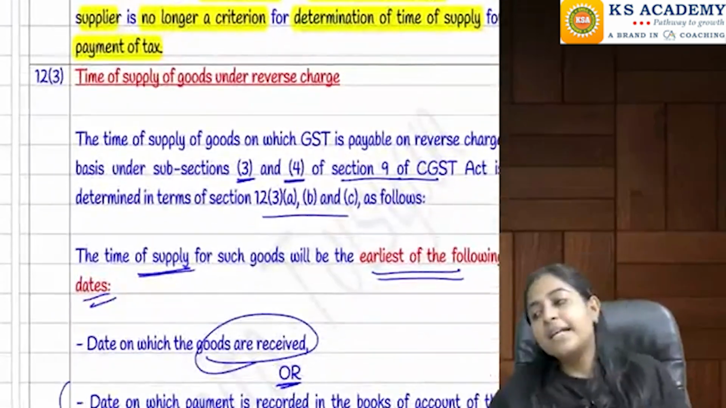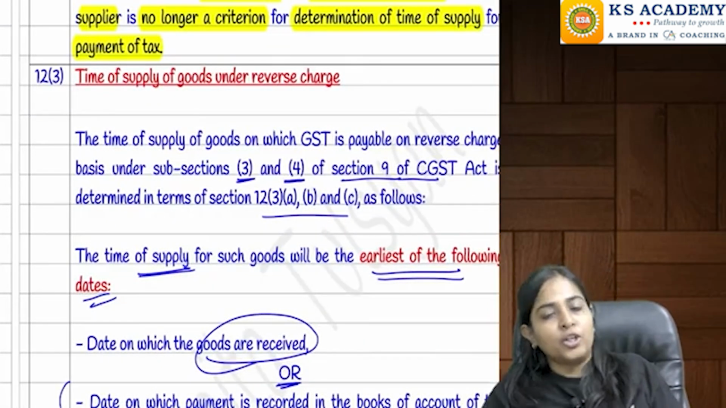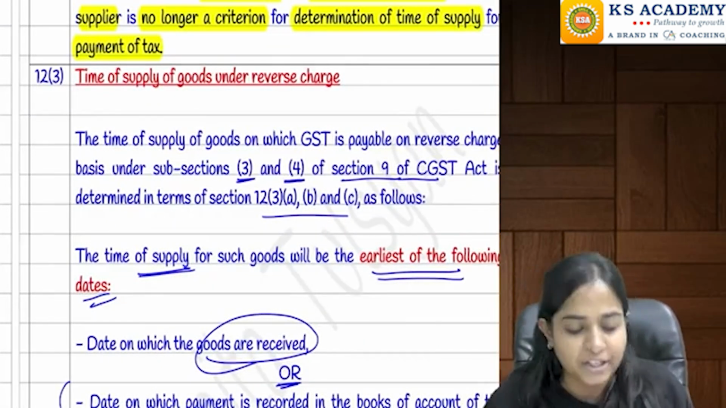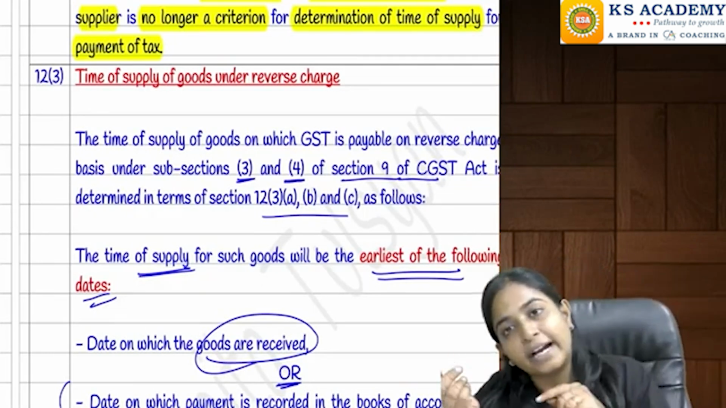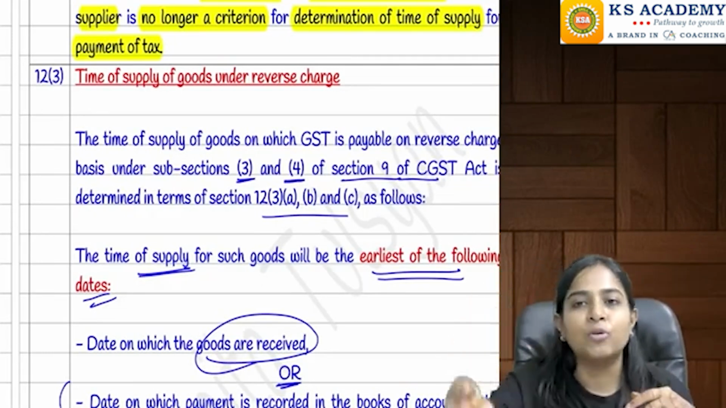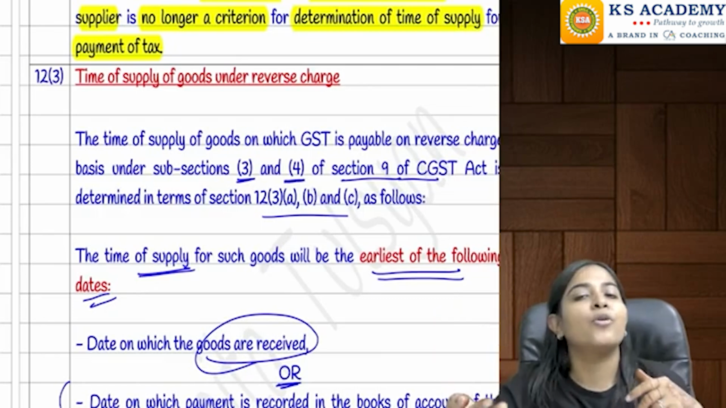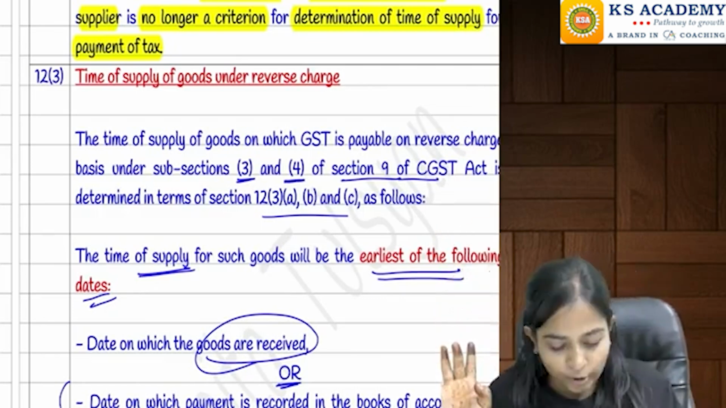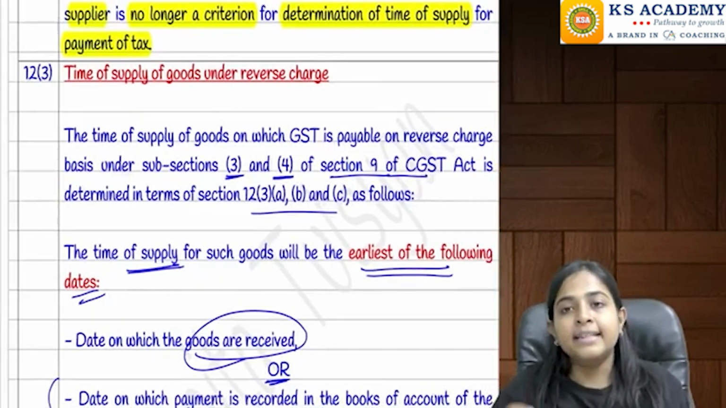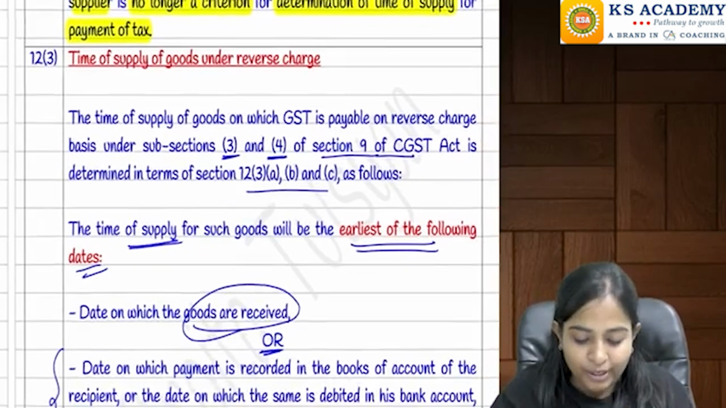Everyone with me. We did section 12 subsection 2. Now going on to section 12 subsection 3. What is 12 subsection 3 talking about? It talks about supply of goods under reverse charge. That is, I am supplying the goods to the recipient. I am not going to collect any tax from the recipient. The recipient will pay it to the government from his pocket. Then in that case, what is going to be the time of supply?